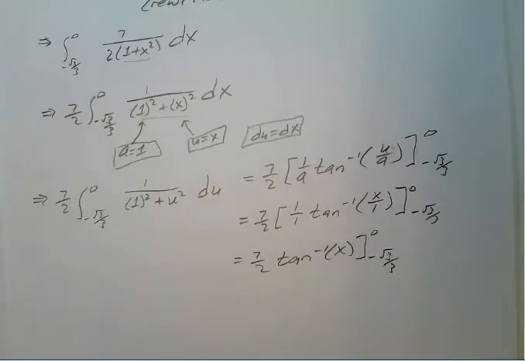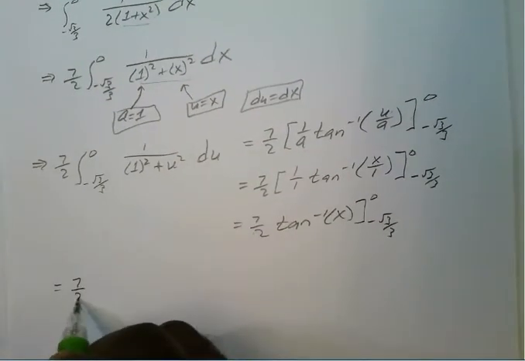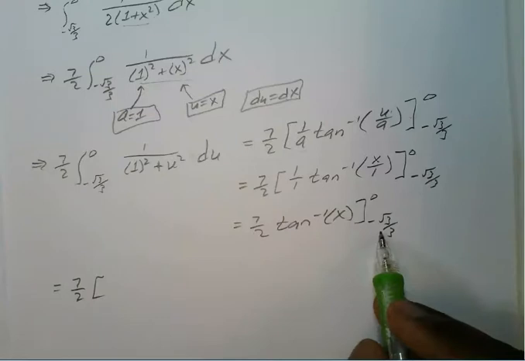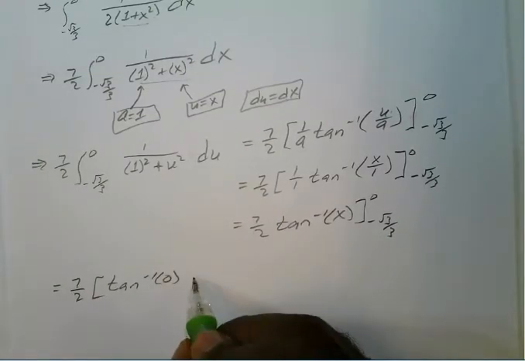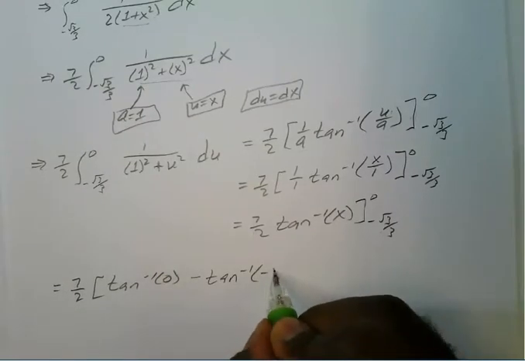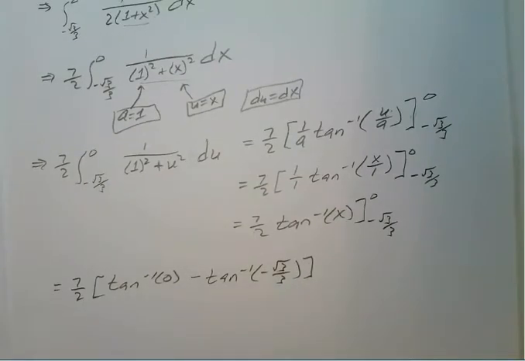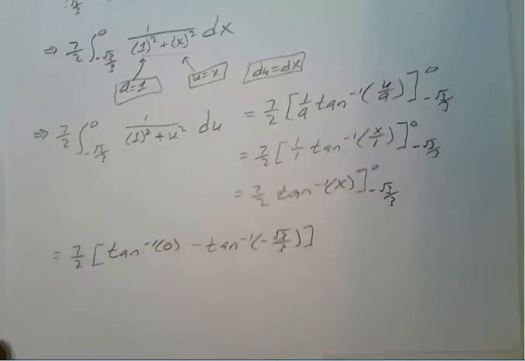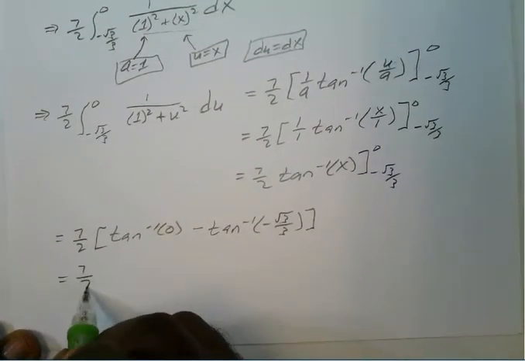Right, so now we go ahead and apply the fundamental theorem. We have our 7 over 2, so that's going to equal 7 over 2 times, we plug in the 0 first, tangent inverse of 0 minus the tangent inverse of negative square root of 3 over 3. So we have negative, not negative, 7 over 2.